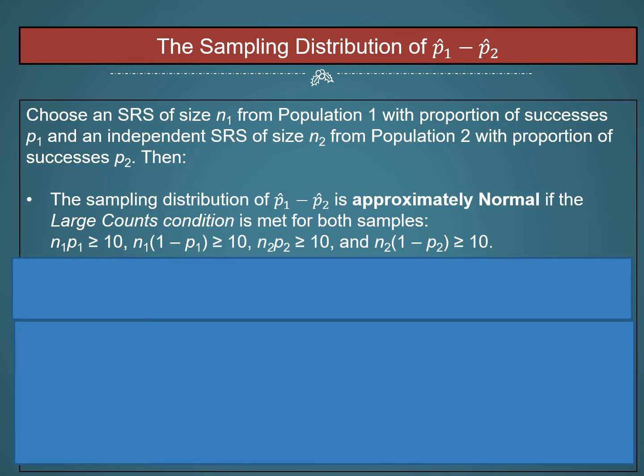If all of that is true, then the sampling distribution of p hat 1 minus p hat 2 is approximately normal as long as the large counts condition is met. But we have to meet it for both samples, which means n1 times p1 is greater than or equal to 10, and n1 times 1 minus p1 is greater than or equal to 10, and then n2 times p2 and n2 times 1 minus p2 are greater than or equal to 10. They all have to be greater than or equal to 10, all of them. So we've got to check 4 things for the large counts.